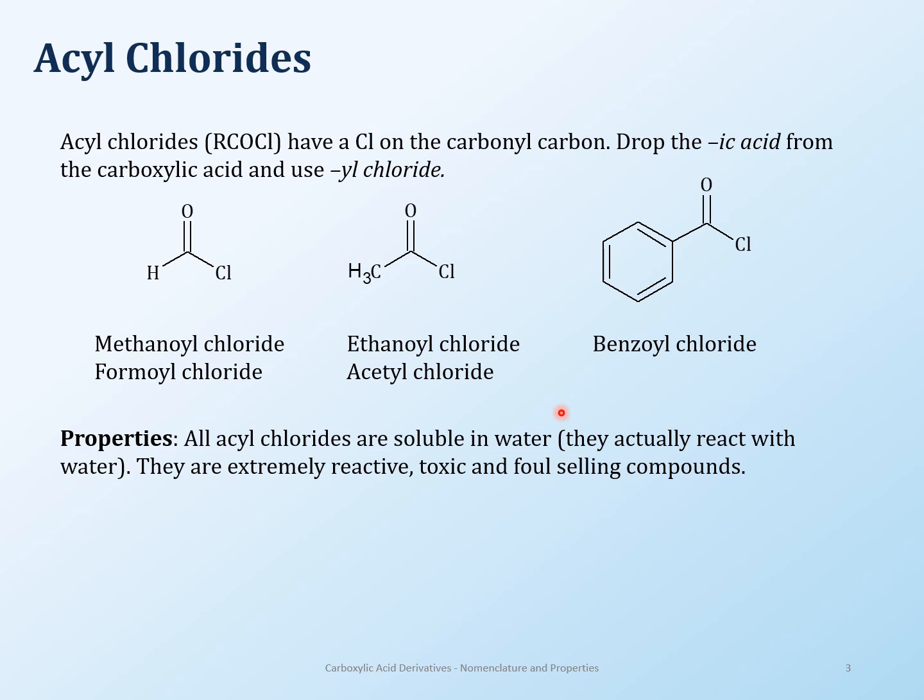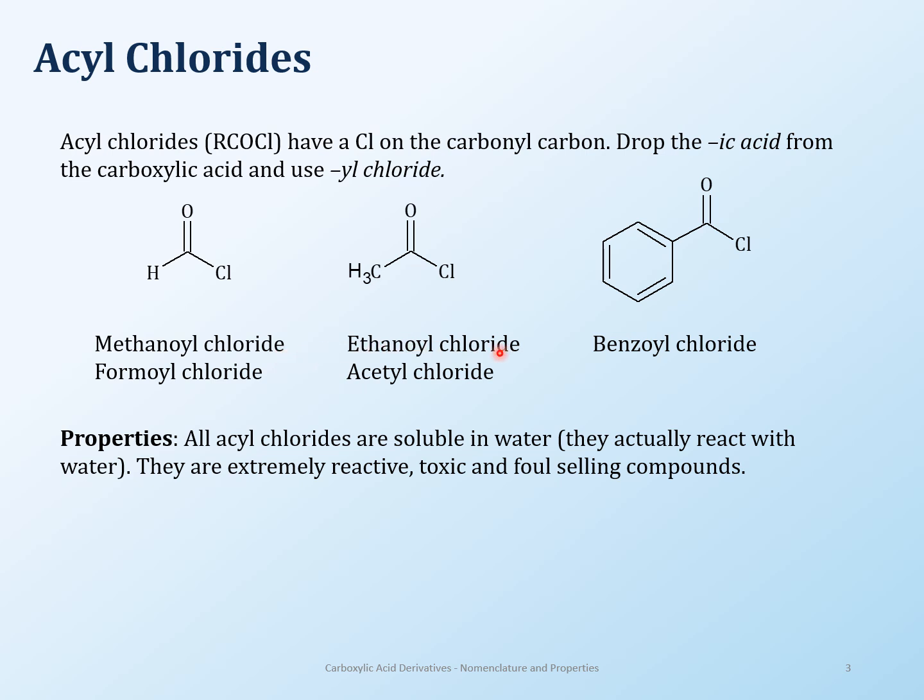So we'll go through these one by one, and the nomenclature for some of them is quite brief, and for some it's a little bit long. For acyl chlorides it's a little bit brief. Here we take whatever acid we have, the -ic acid, whether it is ethanoic acid or formic acid, and then you convert it to -yl chloride. So for example, the first one with the one carbon here is called methanoyl chloride.